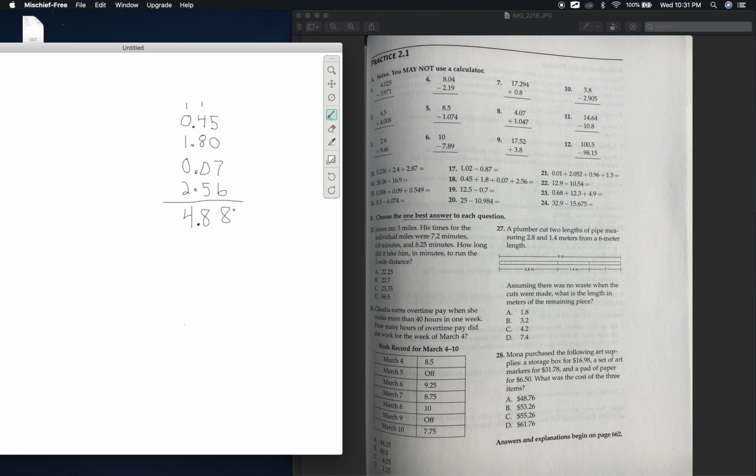Okay, let's do one of these subtraction problems. Let's do 25 minus 10,984. So again, when you're doing subtraction, put the biggest number on top, because you can't subtract a large number from a small number. So we put 25.